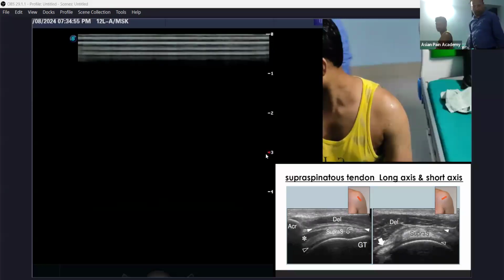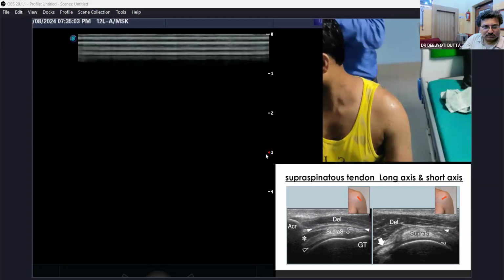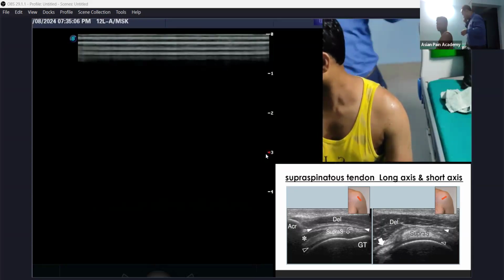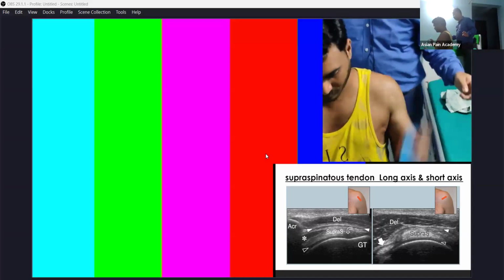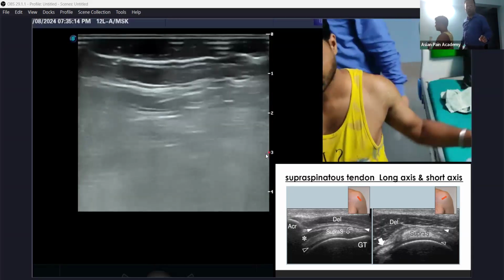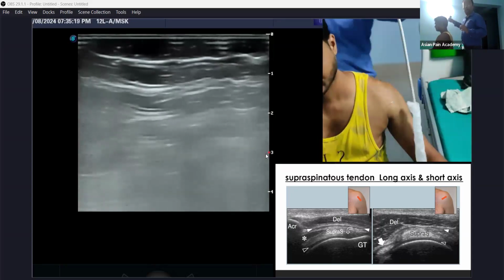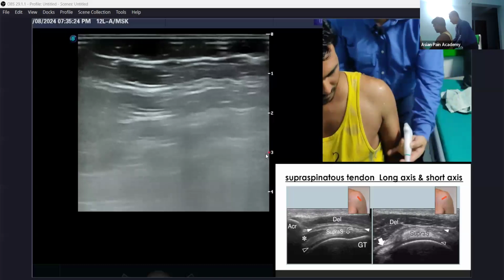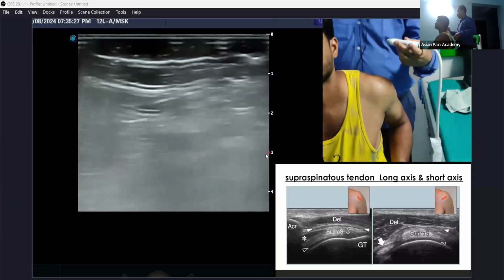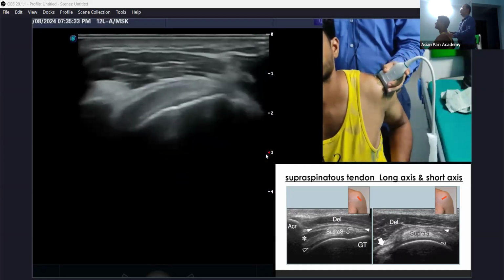Okay. Sorry, because lack of things happen. So anyway, you can see the screen, isn't it? Yes, visible. Okay. So supraspinatus tendon, I have shown you the short axis and long axis both. Okay, short axis I did not show maybe. So this one was supraspinatus.